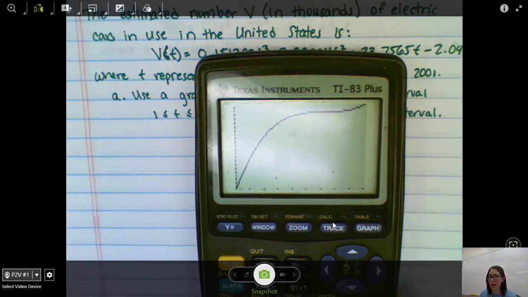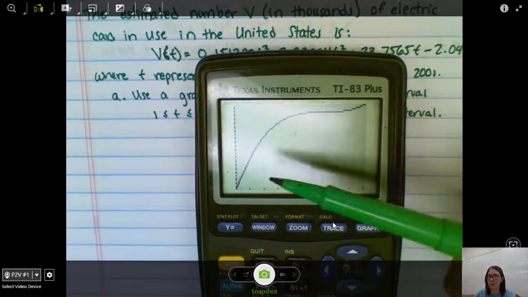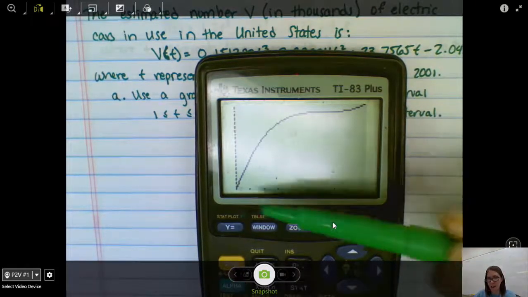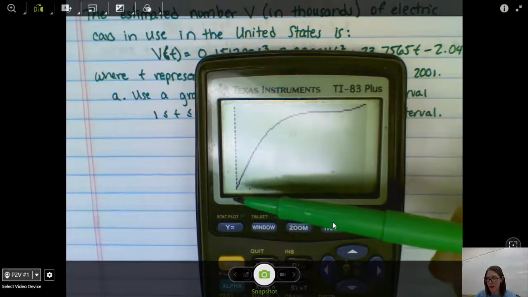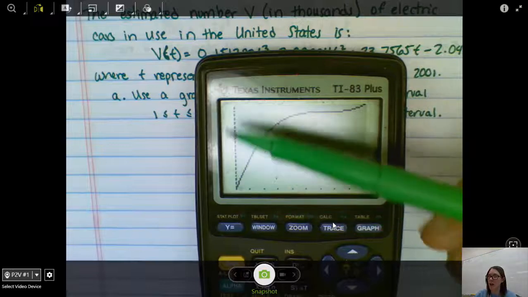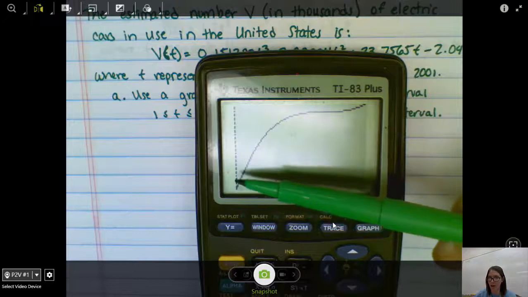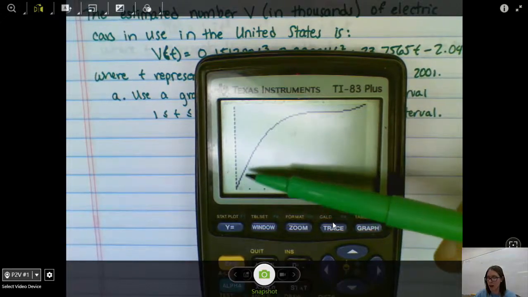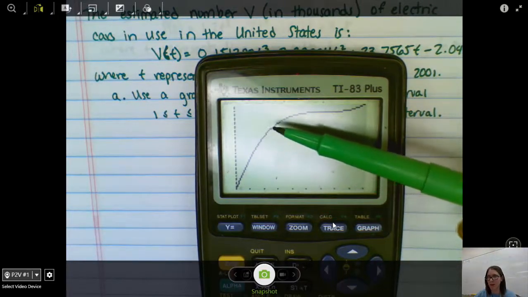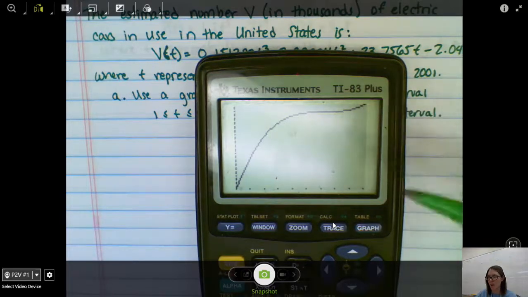So if I look at my graph here, keep in mind the context of the problem. T, our x values, that's our number of years. And then our y values, our V, that tells us how many thousands of electric cars are in use. Okay? So if I look at my graph, my y values grow really, really quickly at first. The number of electric cars are increasing pretty quickly. So our y values grow really fast at first, but then they level off for a little while, and then they keep going up again.